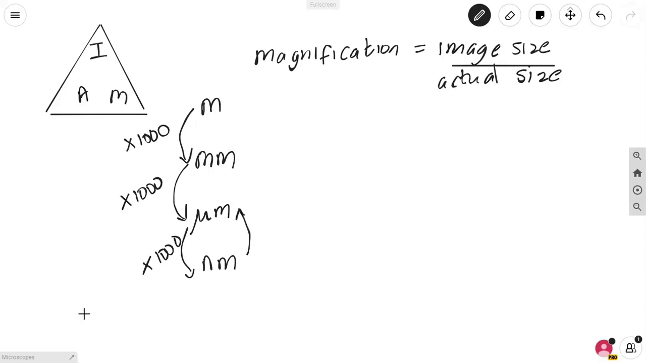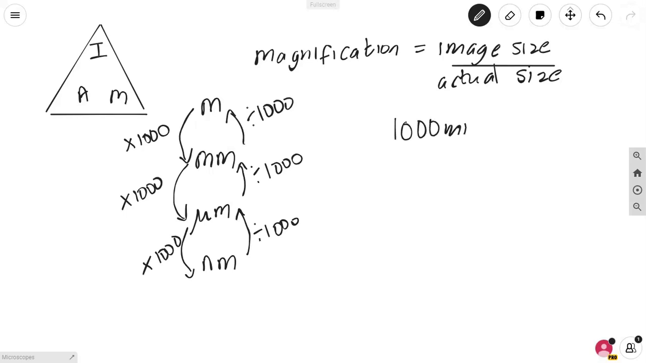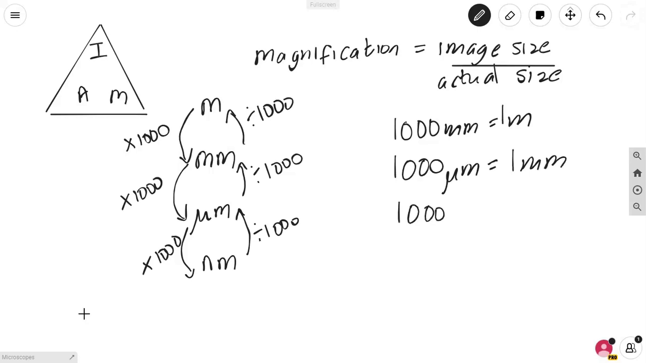So if we want to go backwards, we do the exact opposite. We divide by 1,000, divide by 1,000 again, divide by 1,000 again. So it's really, really clear. So it's 1,000 millimeters equals 1 meter. 1,000 micrometers equals 1 millimeter. 1,000 nanometers equals 1 micrometer. And you will notice I've left out centimeters.